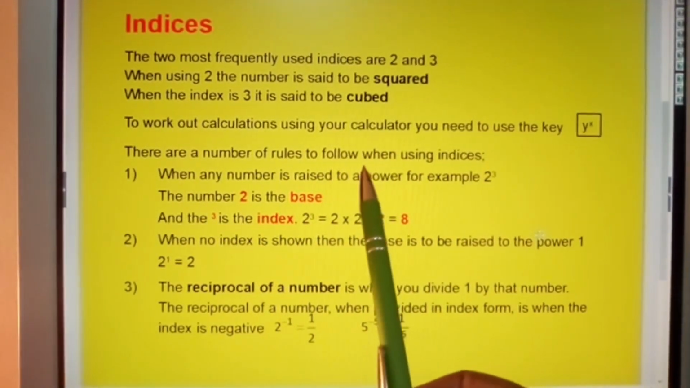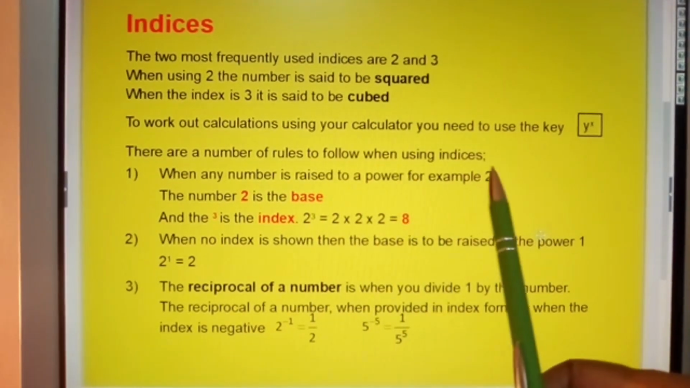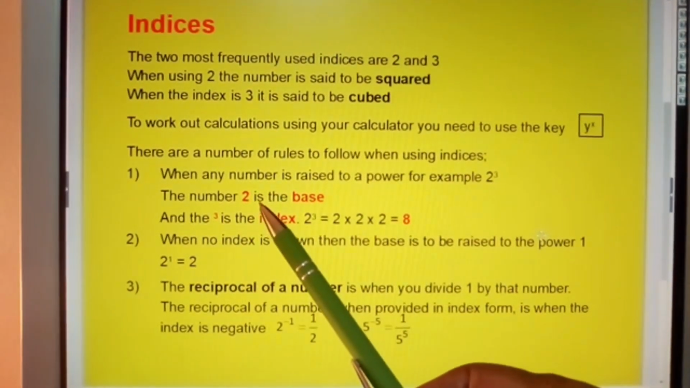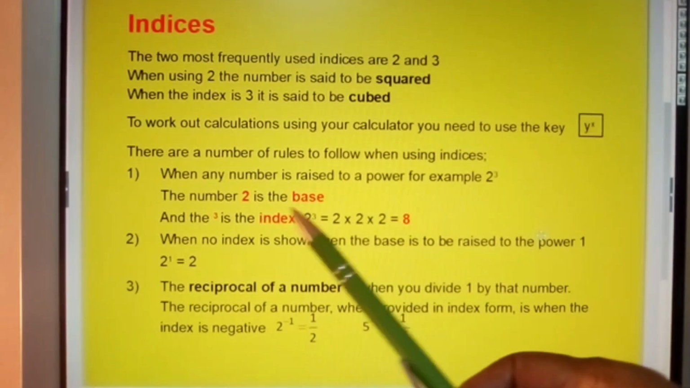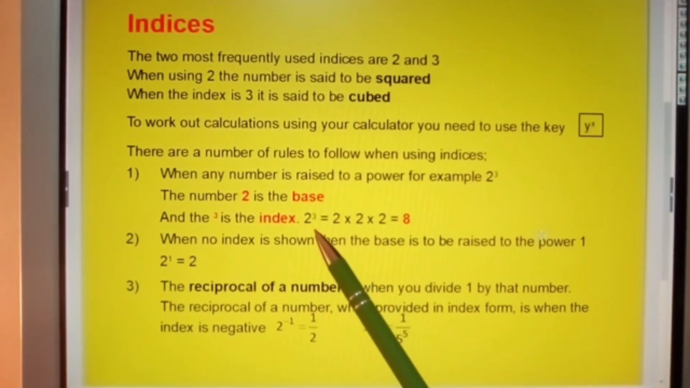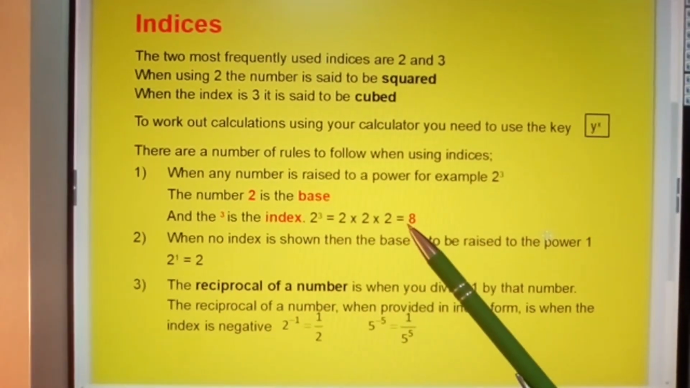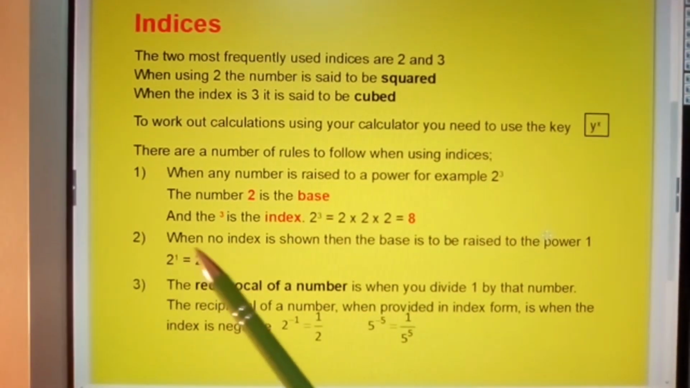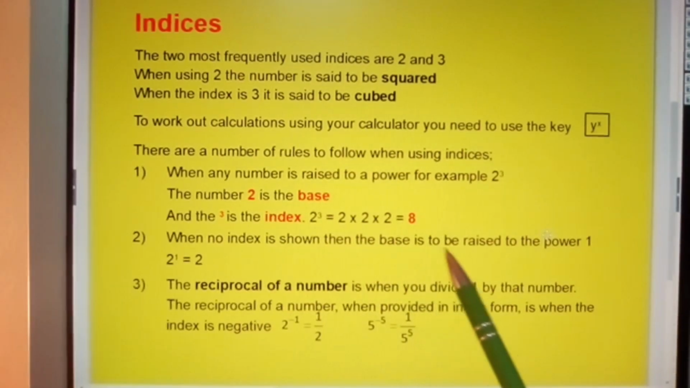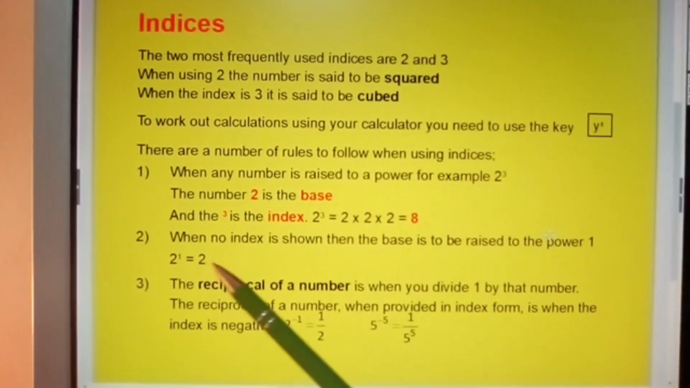There are a number of rules to follow when using indices. When any number is raised to a power, for example, 2 to the 3, the number 2 is the base, and the 3 is the index. Okay, so 2 is the base, 3 is the index. Okay, and here we have simply come out as 8. When no index is shown, then the base is to be raised to the power of 1. 2 to the 1 equals 2.